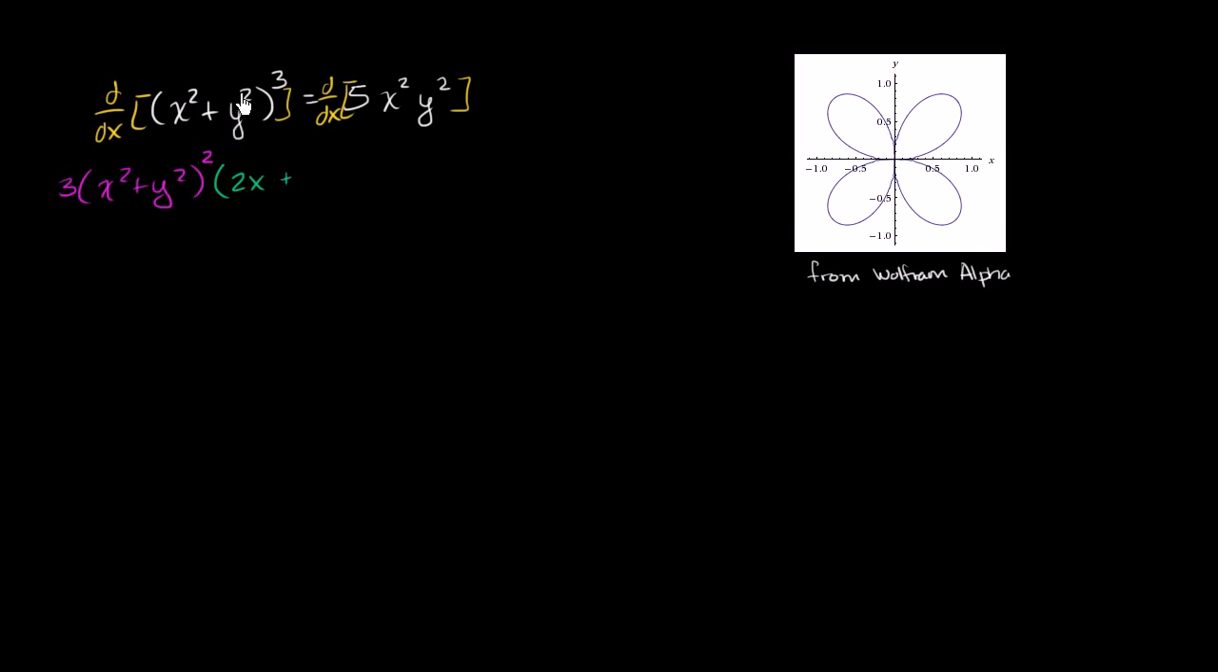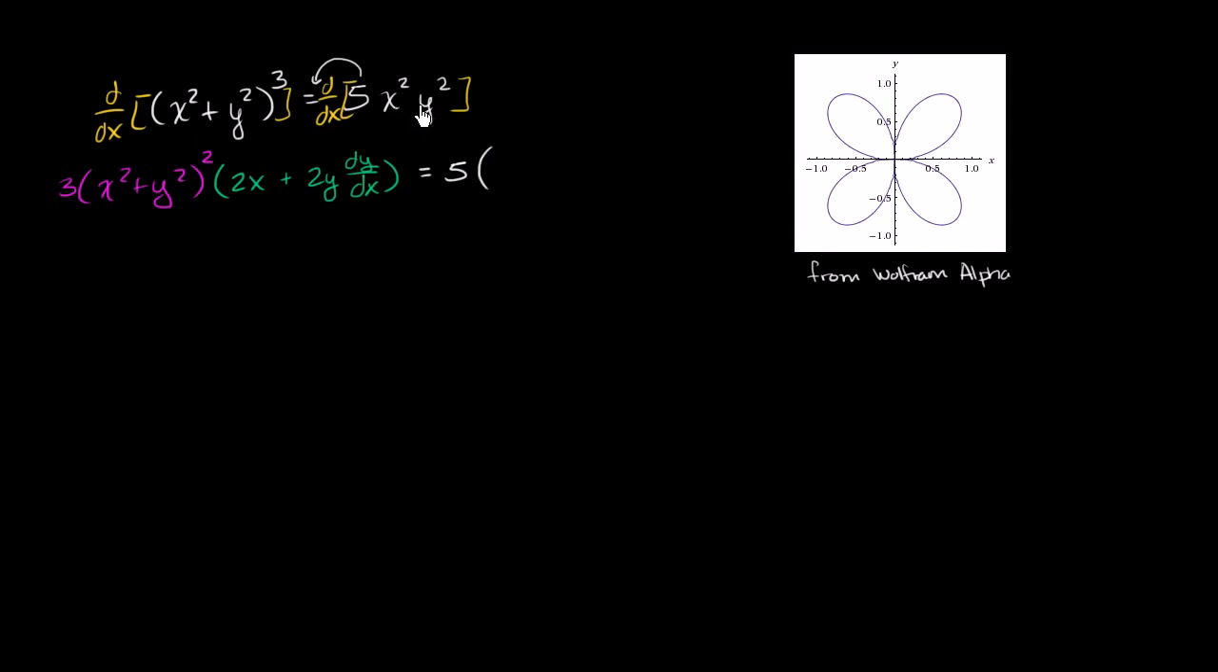Plus, the derivative of y squared with respect to y is going to be 2y times the derivative of y with respect to x. Once again, we're applying the chain rule right over here. The derivative of something squared with respect to the something, which is 2y, times the derivative of the something with respect to x, which is dy dx. Now that is going to be equal to what we have on the right-hand side. So we have a 5 times x squared times y squared. We can take the 5 out of the picture for now. Take the 5 out of the derivative. The derivative of 5 times something is the same thing as 5 times the derivative.